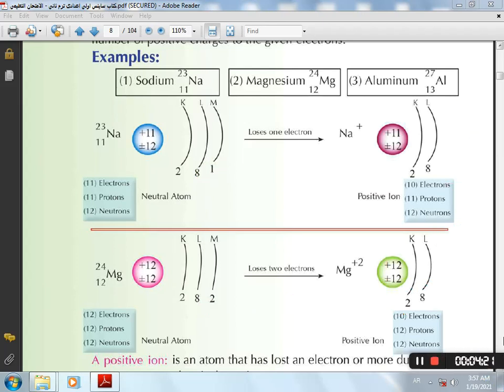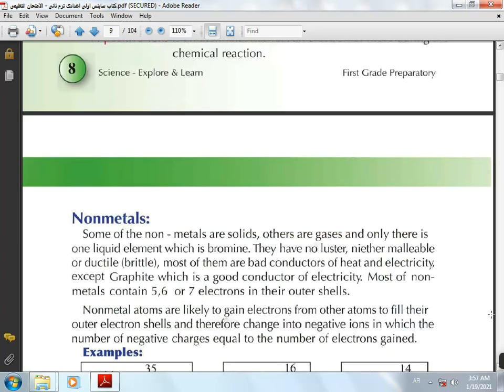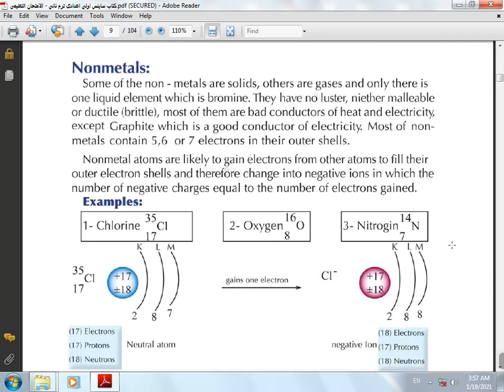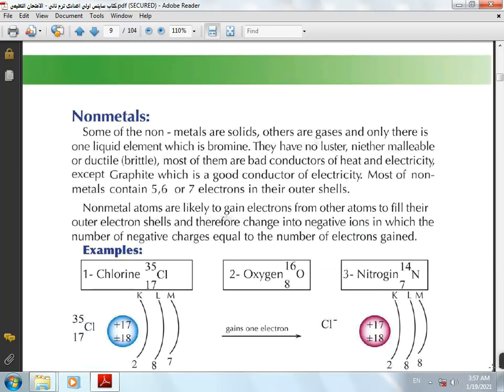And from these examples, we can obtain the definition of a positive ion. It is an atom that has lost an electron or more during the chemical reaction. The second type of elements are nonmetals.